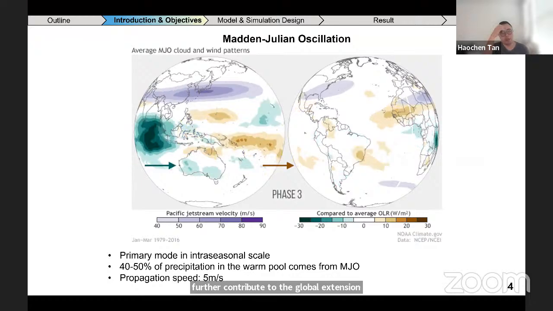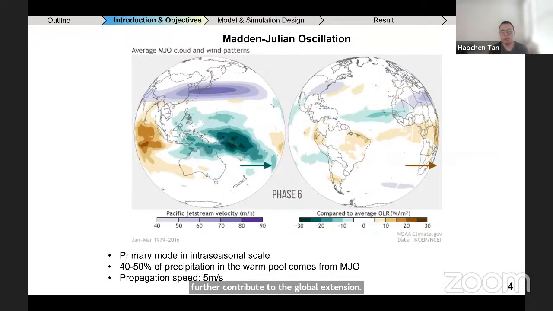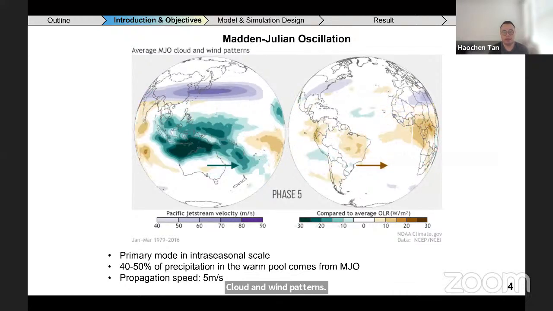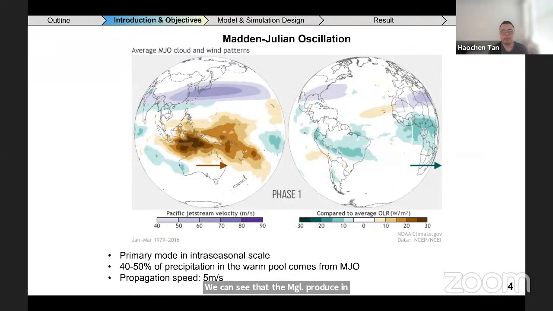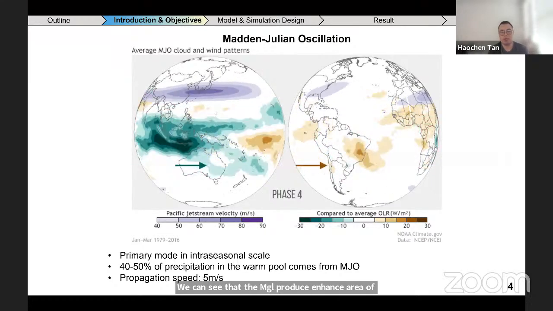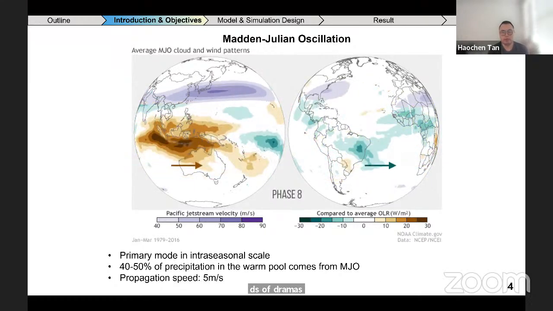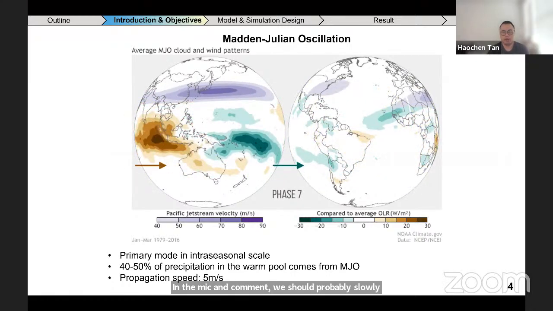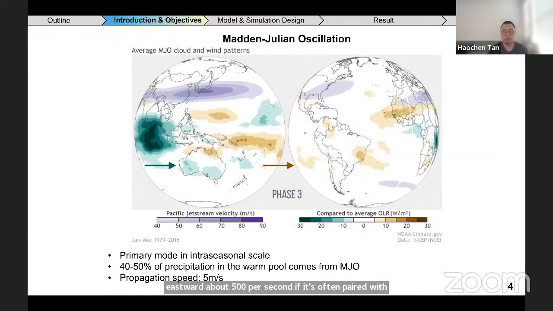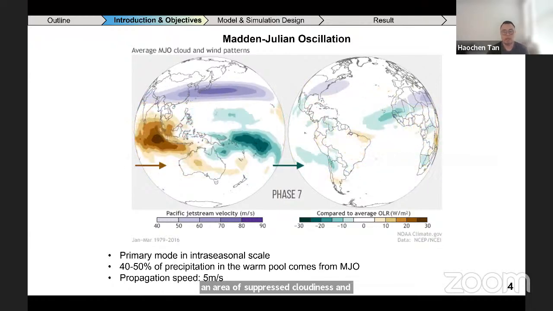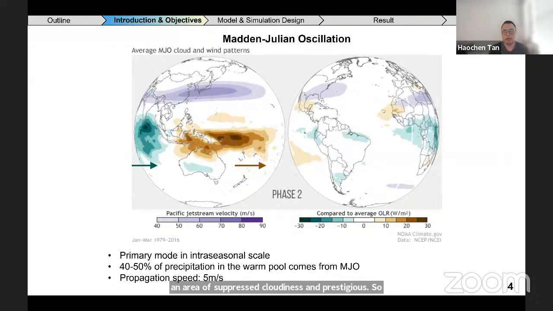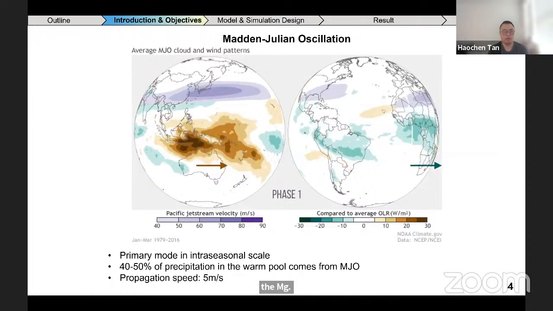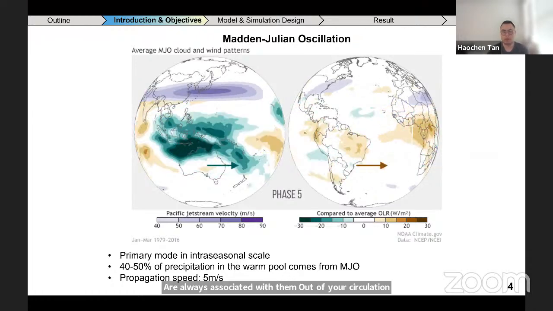The figure here shows the average MJO cloud and wind patterns. We can see that the MJO produces an enhanced area of cloudiness and precipitation over several thousands of kilometers in the maritime continent, which propagates slowly eastward at about 5 meters per second. It is often paired with an area of suppressed cloudiness and precipitation to its east or west. These enhanced and suppressed areas of cloudiness in the MJO are always associated with an atmospheric circulation that covers the entire tropics.